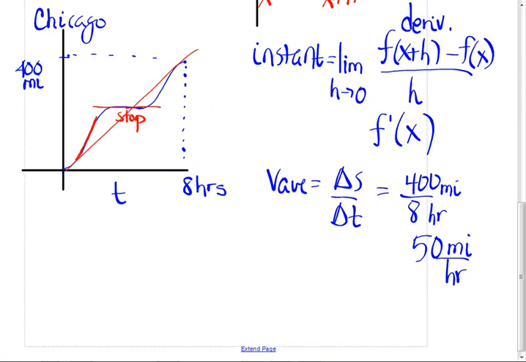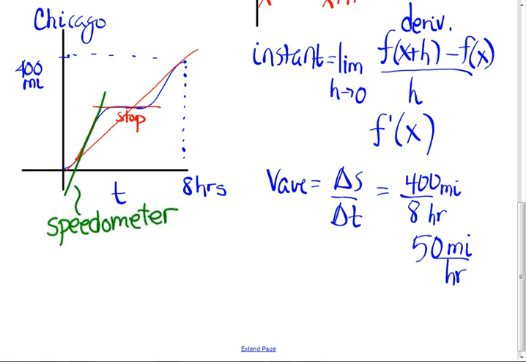Okay, it's pretty close. But I could talk about my instantaneous speed, which is clearly larger than the 50 miles per hour. 55 is it. That's what the speed limit is. So maybe I'm going 55. And that's what you see on your speedometer. That's your instantaneous. Do you see the difference between average rate of change and instantaneous?